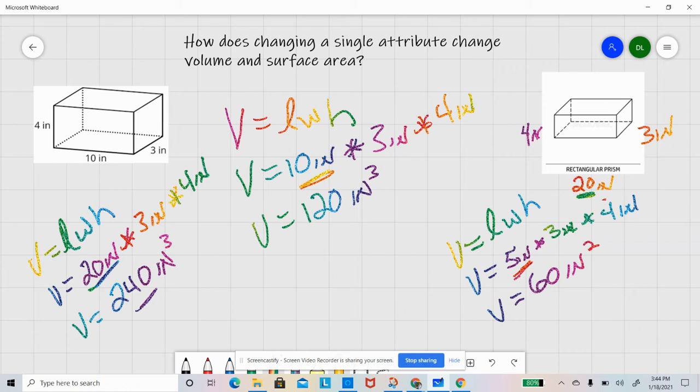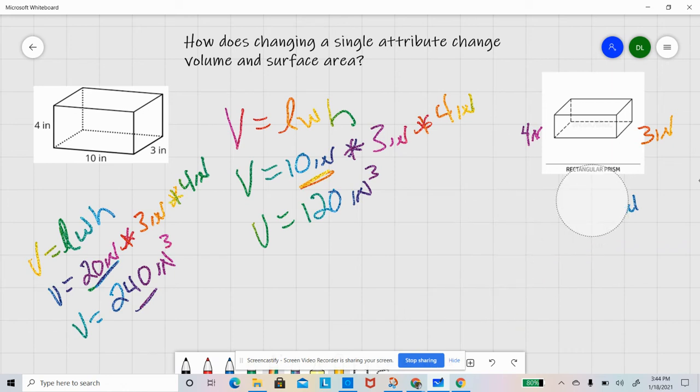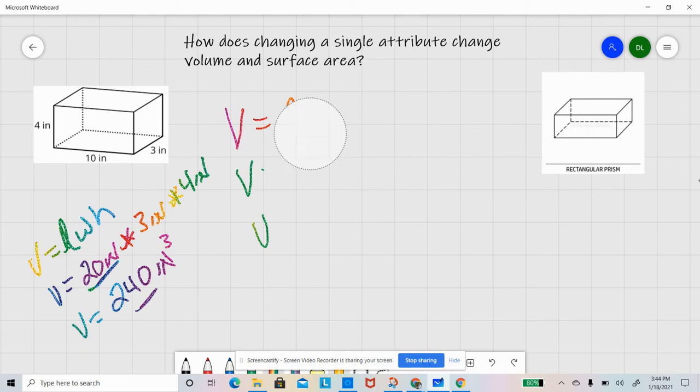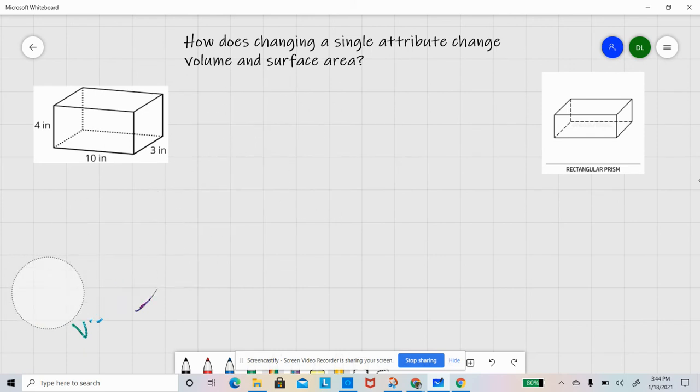Cut the thing in half, your volume gets cut in half. Double the single attribute, you double the volume. Okay? So there you go. We've now answered what happens to volume if we change a single attribute. Now, let's take a look. I'm going to get rid of all of this. Let's take a look at what happens to surface area.